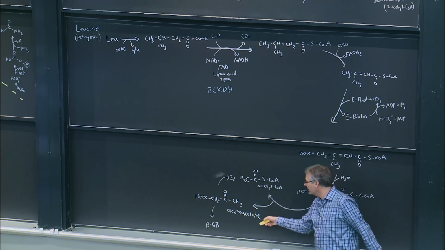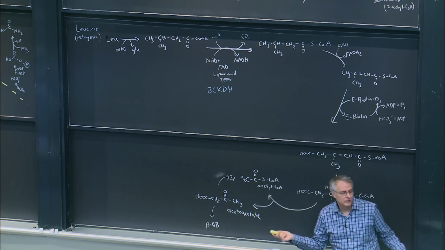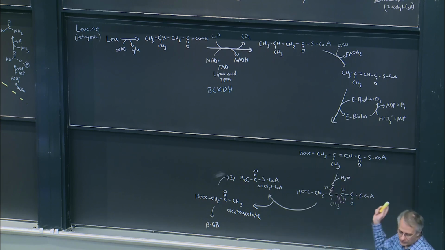You get acetyl-CoA or acetoacetate. Can't generate glucose from any of those molecules as humans because we don't have a glyoxylate cycle. Therefore, leucine is a ketogenic amino acid. All right. Valine. Let's look at valine.